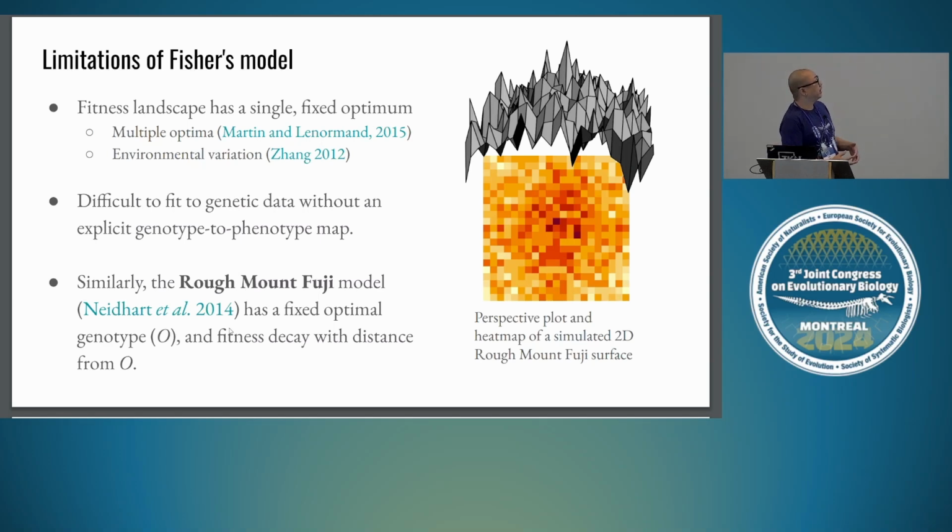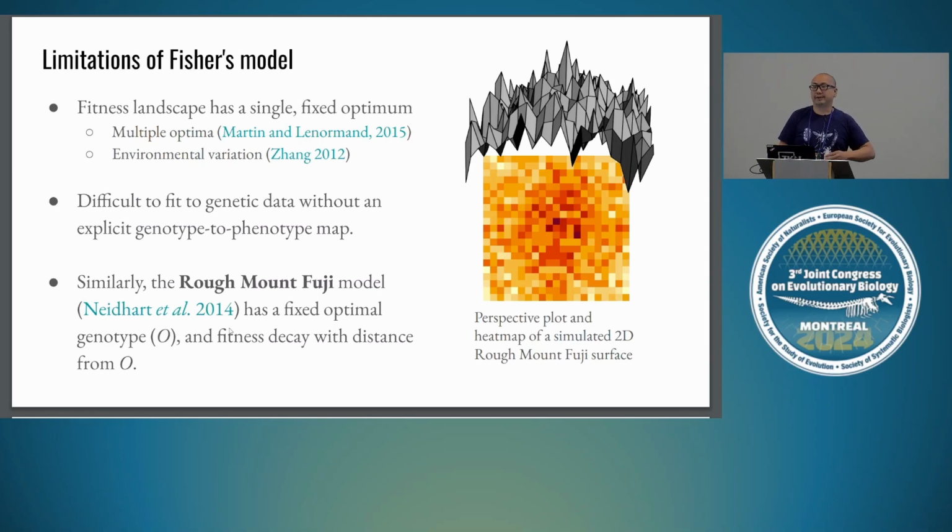Limitations of Fisher's model: it assumes that there is a single fitness peak, a single fixed optimum. There are subsequent papers that look at multiple peaks. So if you have 2 peaks in the landscape, what does that look like? What does it look like if that peak is shifting around with the environmental variation?